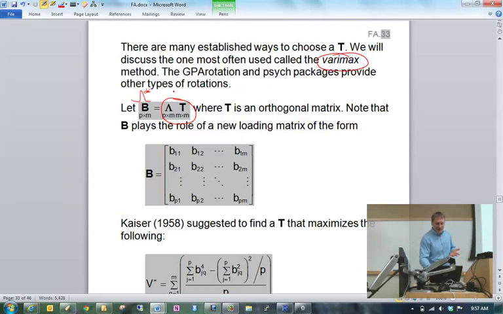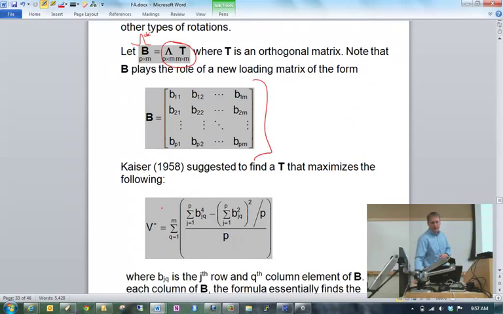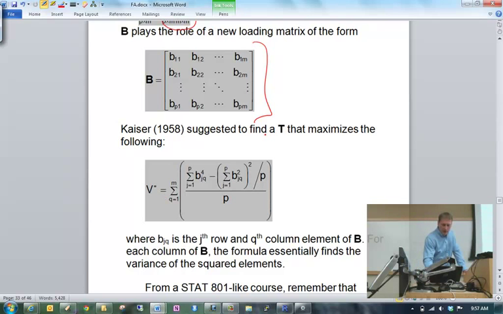And so, of course, this is what the B matrix would look like. So the 1-1 element, B1-1, the 1-2 element, B1-2, and so on. A long time ago, someone suggested to find a T matrix. Again, remember, B is a function of T. Find a T matrix that maximizes the following expression. Let's call this expression B star. Now, the first time you look at it, you might be thinking, geez, that is an odd expression. Why would someone even come up with that expression there? But actually, it makes sense why one does.